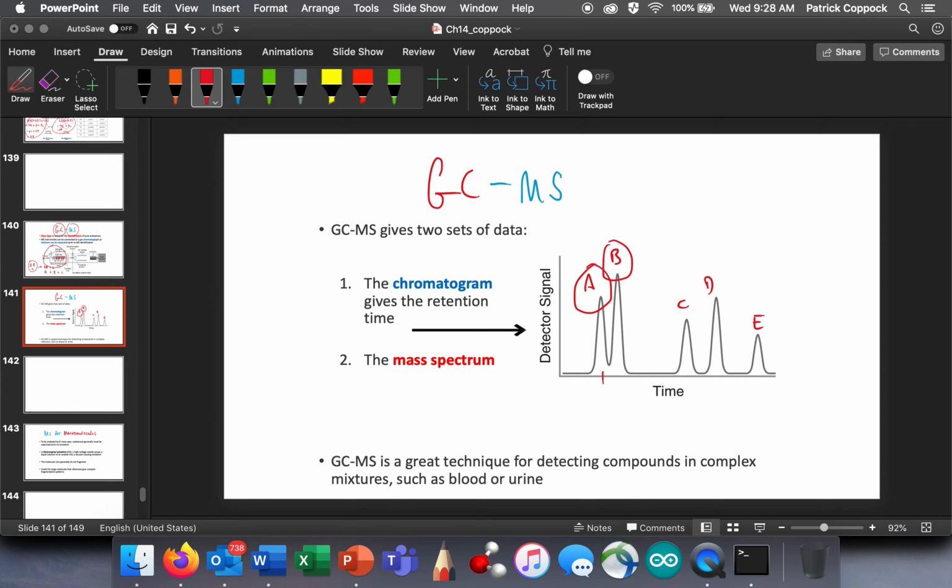All right, but so A goes through and it gets analyzed in the mass spec, and then B goes through and gets analyzed in the mass spec. By the way, you might want to run these things a little bit slower to get those two perfectly separated. This is nice. You see good separation here. So again, they go through the gas chromatograph first, and then they get analyzed with the mass spectrum. All right, and again, GCMS is a great technique for detecting compounds in a complex mixture, right? Sometimes we want to analyze things that are not pure compounds.